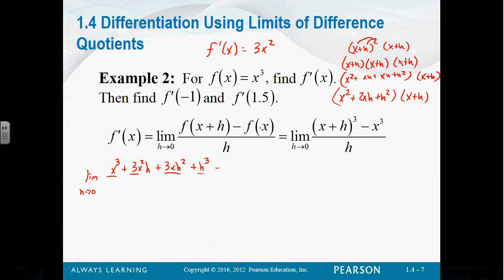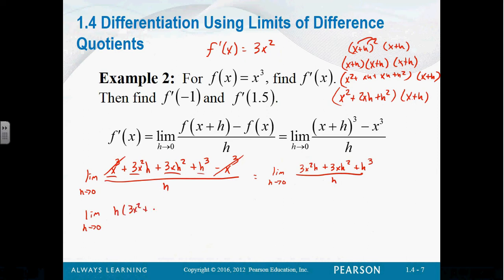So, now we subtract f of x, which is x cubed, all over h. So the x cubed cancels out. We've got 3x squared h plus 3xh squared plus h cubed over h. So we can factor the h out. Gives us 3x squared plus 3xh plus h squared over h. The h's cancel out. And I've just got the limit as h approaches 0 of 3x squared plus 3xh plus h squared, which is a polynomial. So I can just plug h equals 0 in. That goes to 0. That goes to 0. And I just get 3x squared.